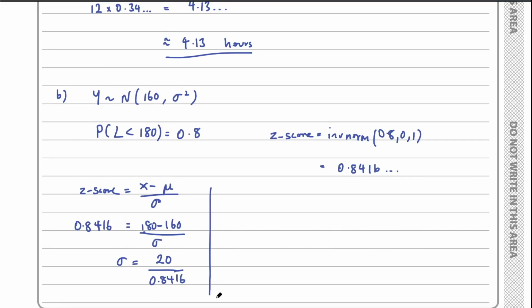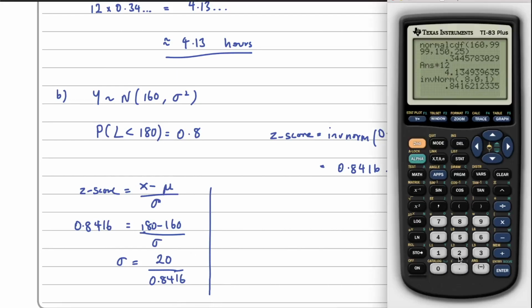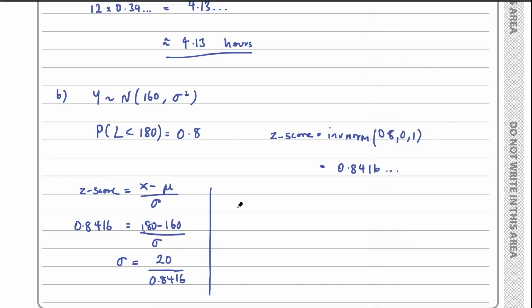And then I just need to work that out. So let's do 20 divided by that answer. And I get an answer of 23.76 approximately. So standard deviation equals 23.76, which I might round off to 23.8. For a final answer there for part B.